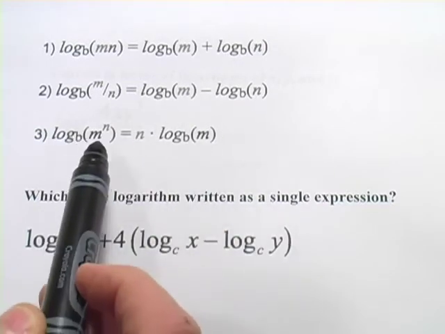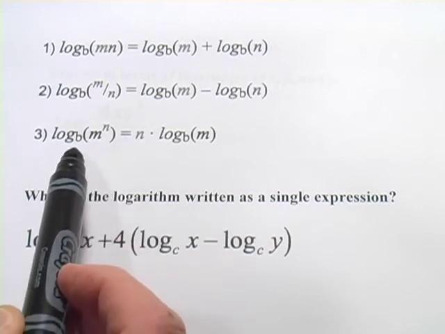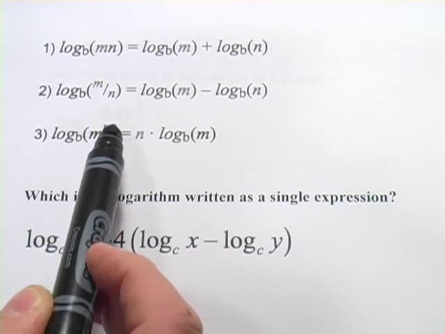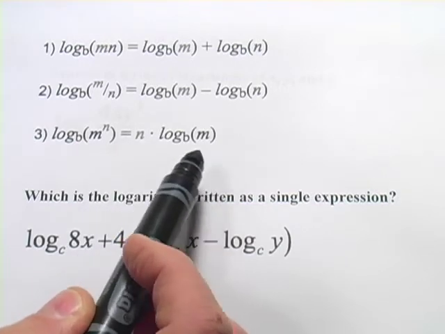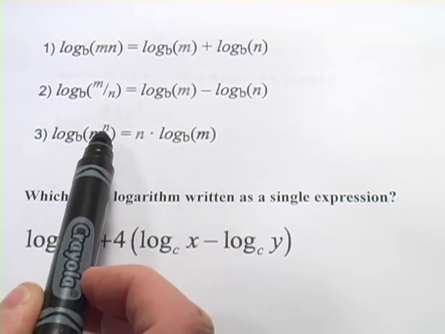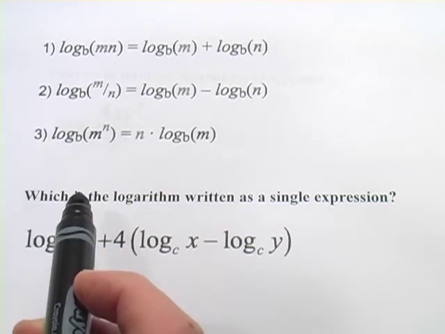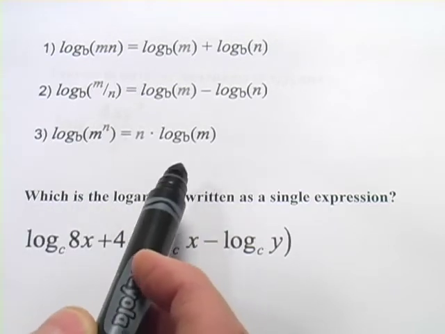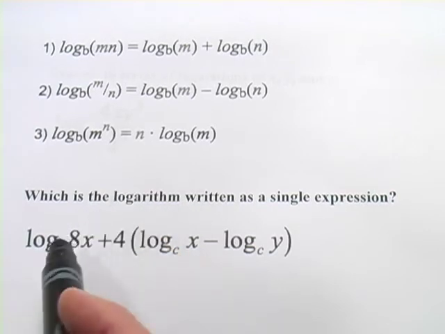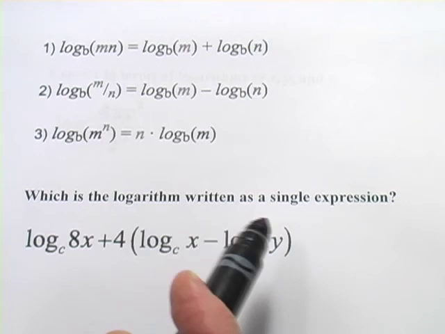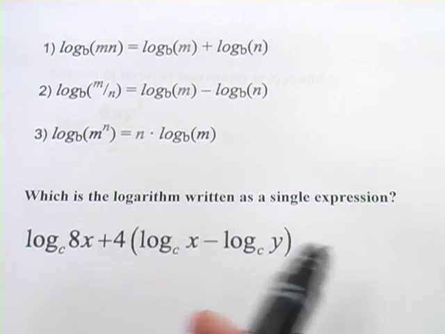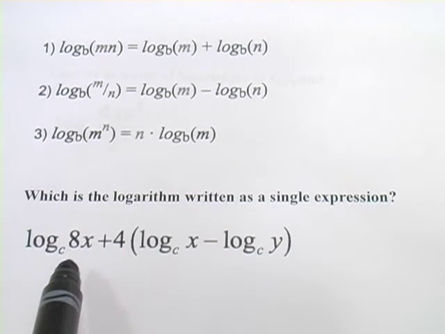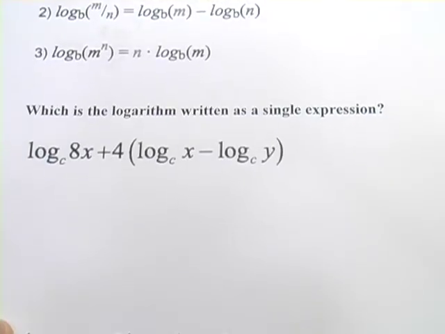And finally, we have a property that deals with exponents. So the log base b of m to the n power can be rewritten as n times log base b of m. I usually think of this as taking that exponent and putting it on the front and multiplying. So we're going to use these to take a look at logarithmic expressions and simplify them, write them as a single expression, or sometimes to go the other way, to take a single expression and expand it back out into its logarithmic form. So let's try a couple of these.